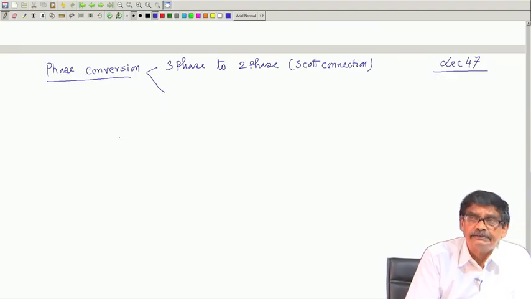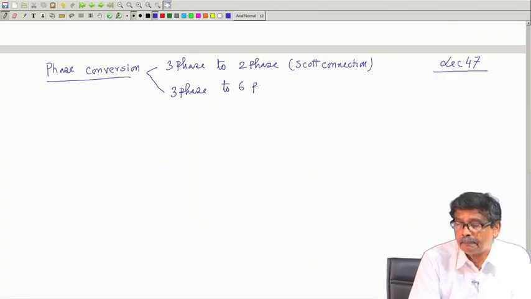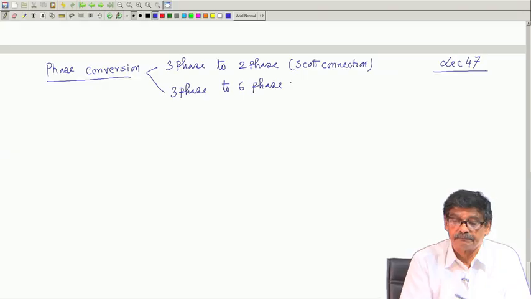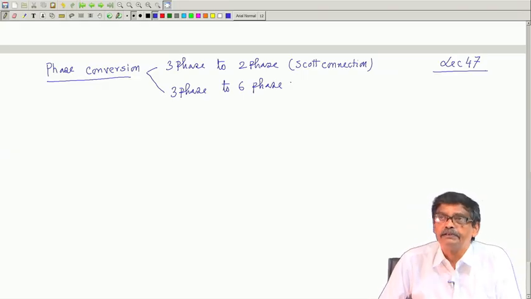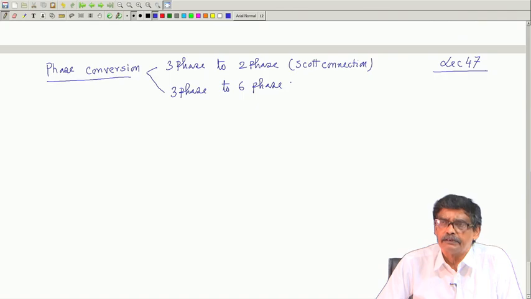Similarly, another connection is 3 phase to, say, 6 phase conversion. A 3 phase supply is there, and you require a 6 phase supply. There are motors which are 6 phase. It is a 3 phase balanced to 6 phase balanced system. A 6 phase balanced system will have 6 voltage phasors which are 60 degrees apart, whereas a 3 phase system has 3 voltage phasors of equal magnitude, 120 degrees apart.